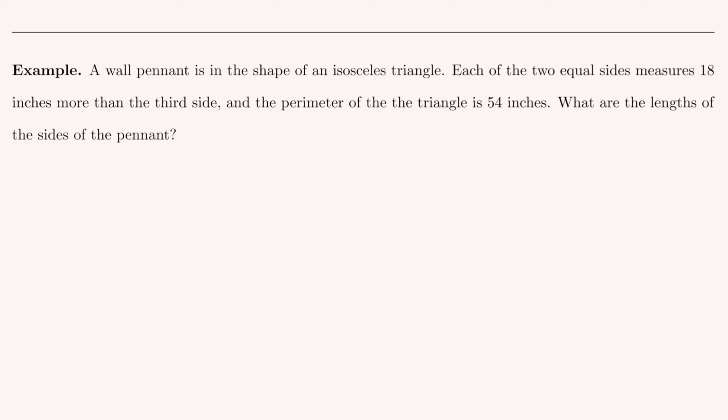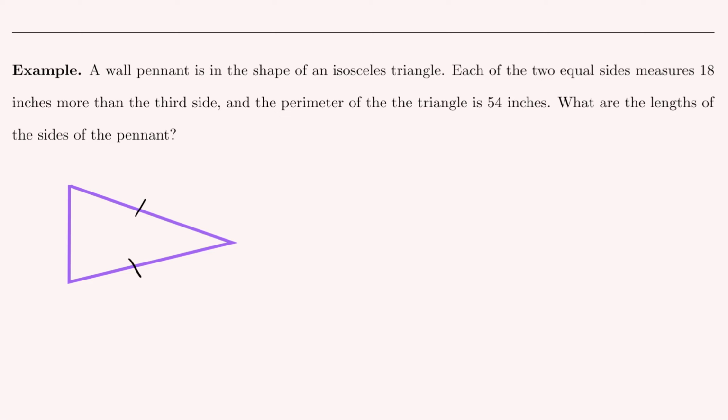Now our next example has a wall pennant in the shape of an isosceles triangle. Remember back to a previous lesson, the isosceles triangle is a triangle where two of the side lengths are equal in length. So let's draw that on our page. So here's our isosceles triangle. The way to indicate that two sides are equal is again just to do a dash through them. That means this side length is equal in length to this side length.